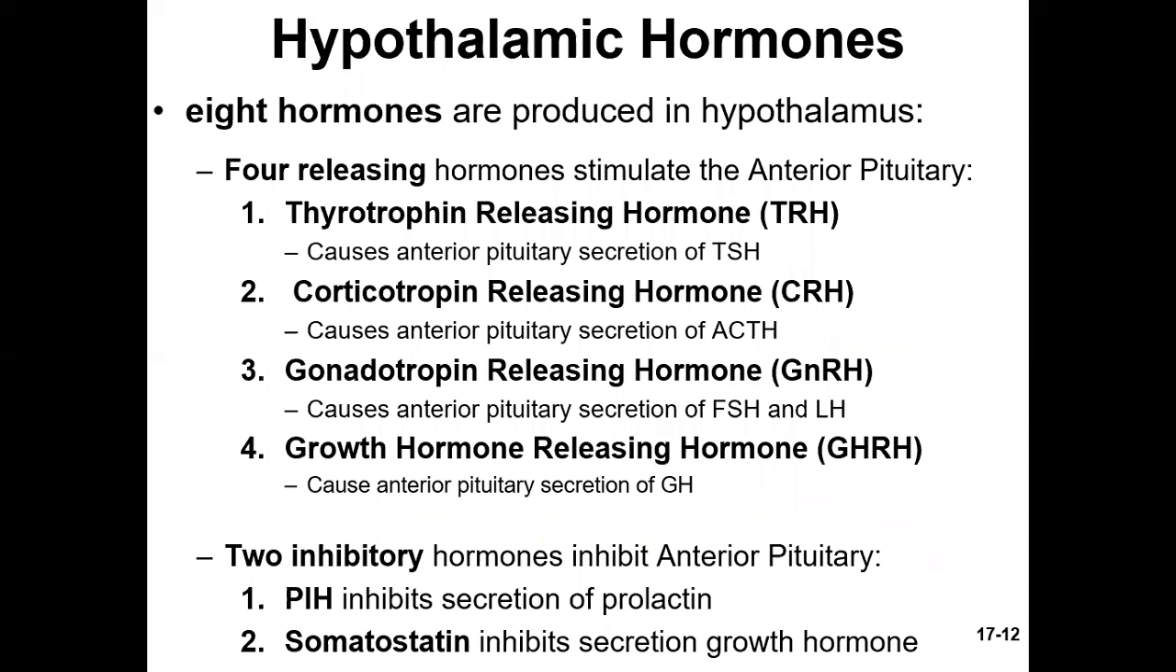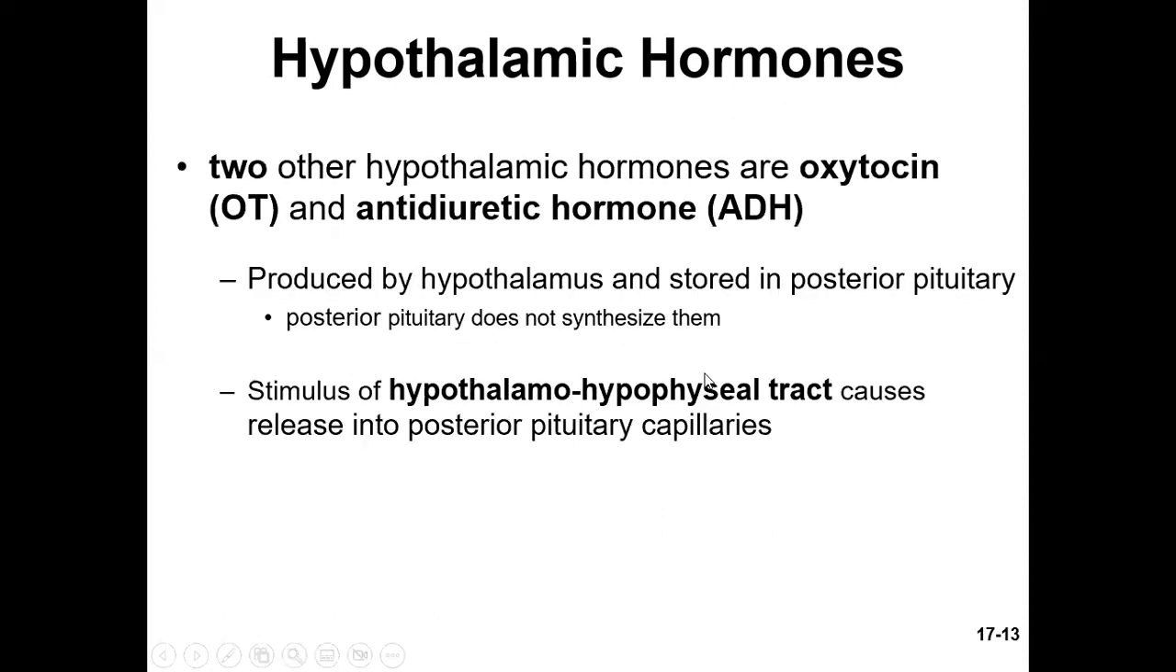So the 6 hypothalamic hormones that are created. We have TRH or thyrotropin releasing hormone, CRH or corticotropin releasing hormone, gonadotropin releasing hormone, which is GnRH, and growth hormone releasing hormone, GHRH. And each one then will talk down to the pituitary gland to direct it to release a specific hormone. The 2 inhibitory hormones of the anterior pituitary are PIH or prolactin inhibiting hormone and somatostatin, which will inhibit the release of growth hormone from the anterior pituitary gland.